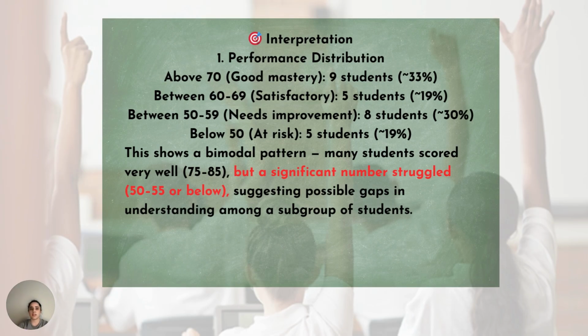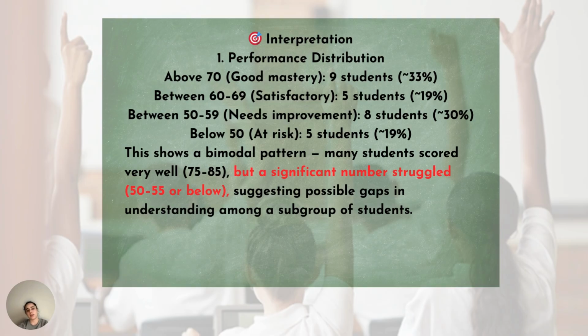What does this tell us? We can say that there are 9 students above 70, which is good mastery, and there are 5 students between 60 to 69. We can see that it is satisfactory, and we have 8 students between 50 and 59 who need improvement, and we have 5 students below 50, which is risky.